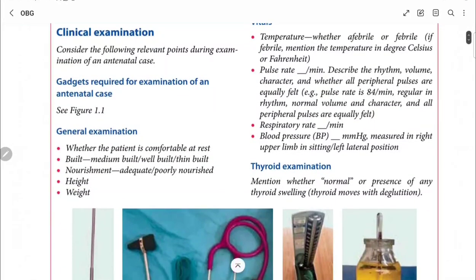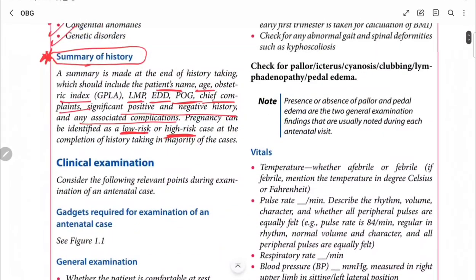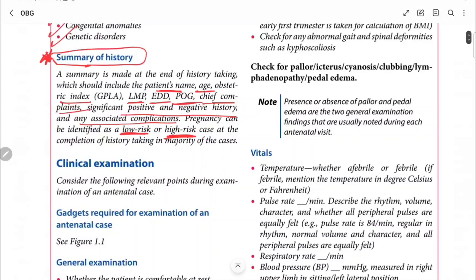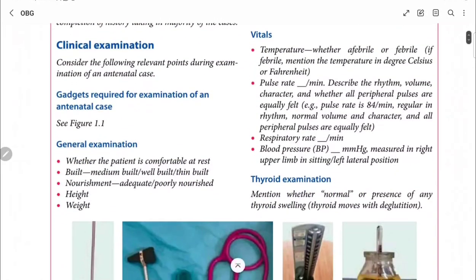So, in the previous video, we looked at detailed history taking. Now, let's go into clinical examination. So, consider the following relevant points during examination of any antenatal case.